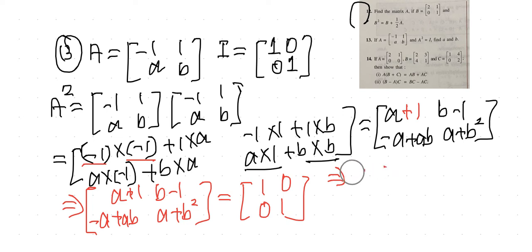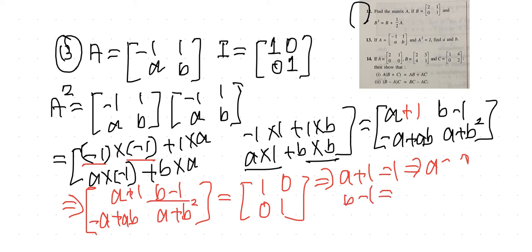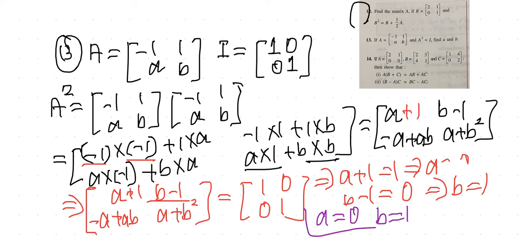And then what I'll be writing? I'll be writing that A plus 1 is equal to 1. So the value of A will be equal to 0. And what about B, children? You need to find out B as well. So B, here you can see B minus 1 is equal to 0. So this implies B will be equal to 1. So what are the values you are getting? You are getting A is equal to 0 and B is equal to 1. So these are the values that you are getting.